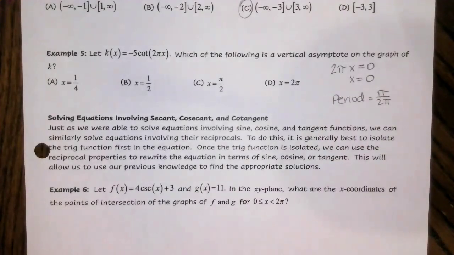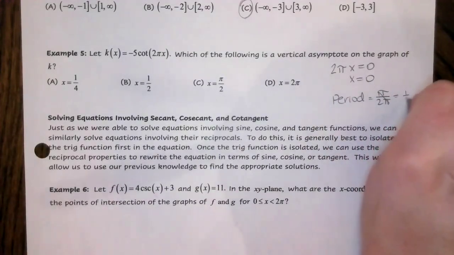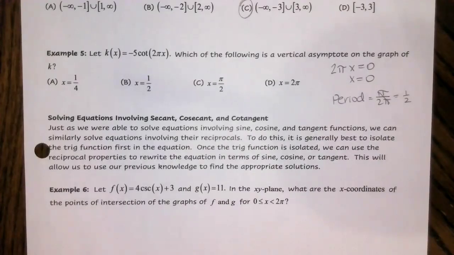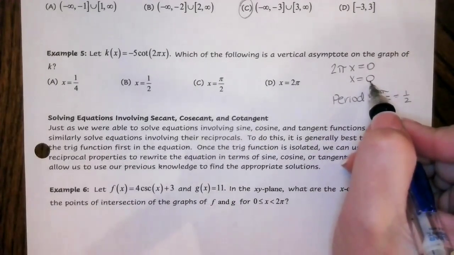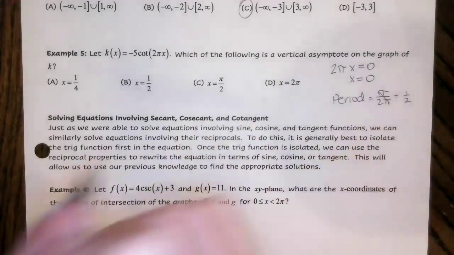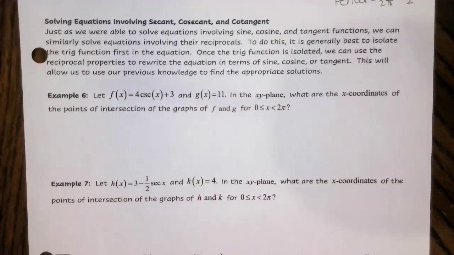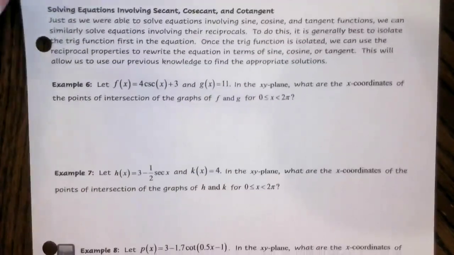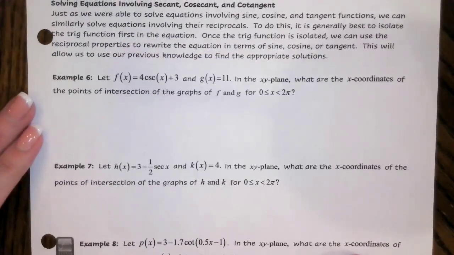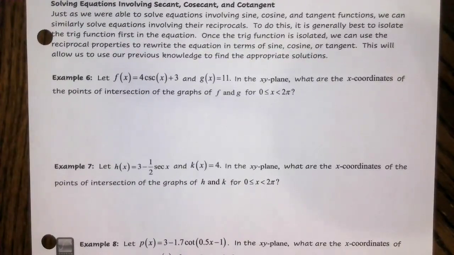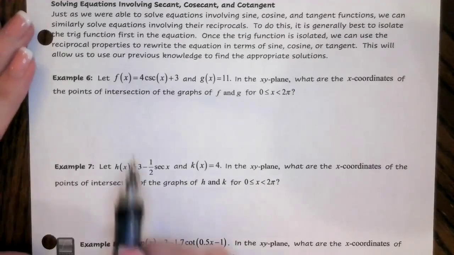And so the pi's cancel out and we get 1/2. And so every half after 0, I'm going to have a vertical asymptote. And so B is my answer for this one. All right, the last thing we're going to talk about is solving with these. We did quite a bit of solving with sine, cosine, and tangent, and so this is very similar. So let's look at that.